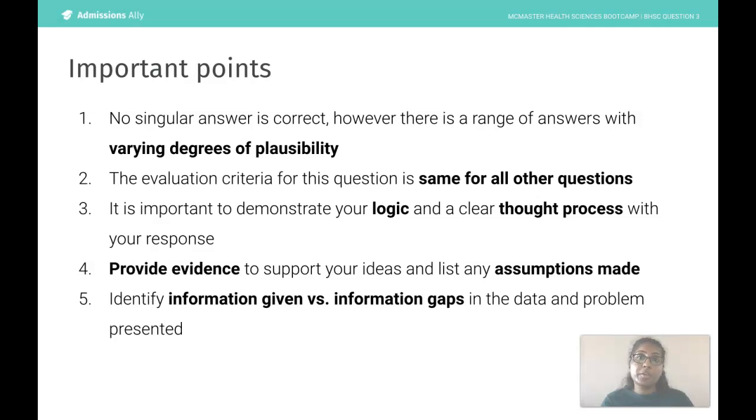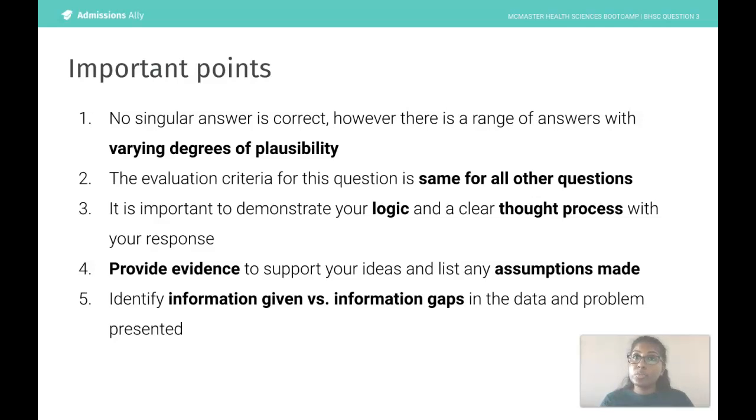They care a lot about your process just as much as they care about your response. Always provide evidence or reasoning for why you hold your answer to be true and state any assumptions that you made throughout the process. These questions are riddled with information. Some are relevant and others not so much.